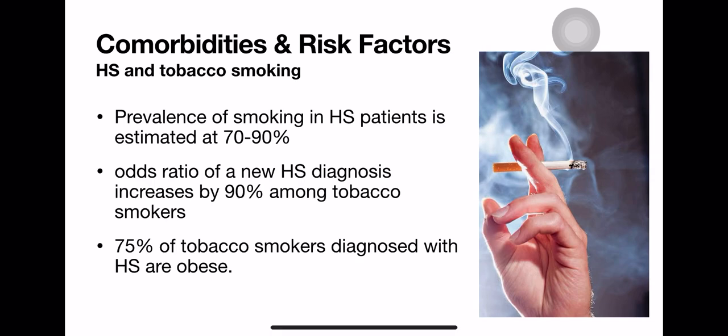So there is a strong association between HS and tobacco smoking, although a causal relationship has not really been established. So the prevalence of smoking is estimated to be 70 to 90%, and the odds ratio of a new HS diagnosis increases by 90% among tobacco smokers compared to non-smokers after adjusting for age, sex, race, and obesity. Smoking also appears to correlate with obesity, as 75% of tobacco smokers diagnosed with HS are obese.